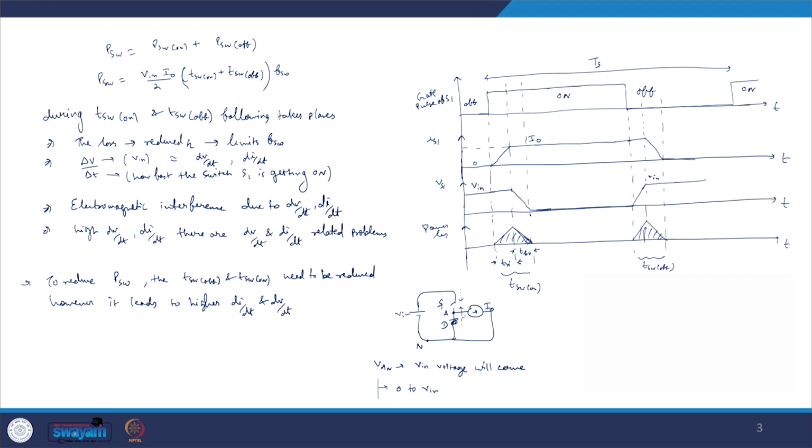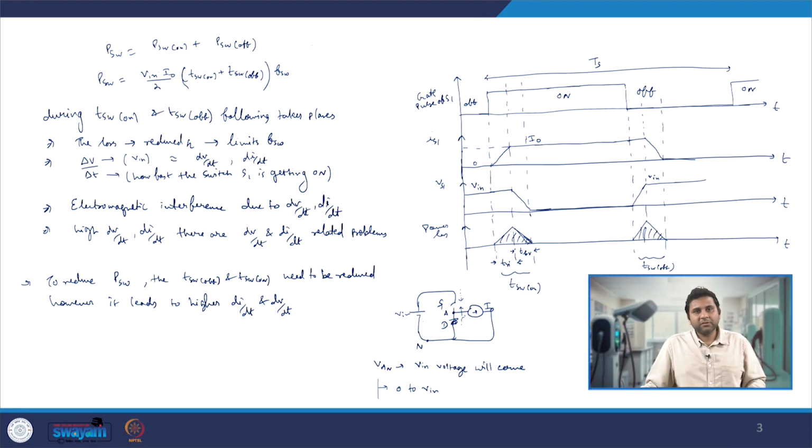So to avoid this, people use a method by which they can eliminate, or at least reduce the impact of these particular effects, and that particular phenomenon is called soft switching.